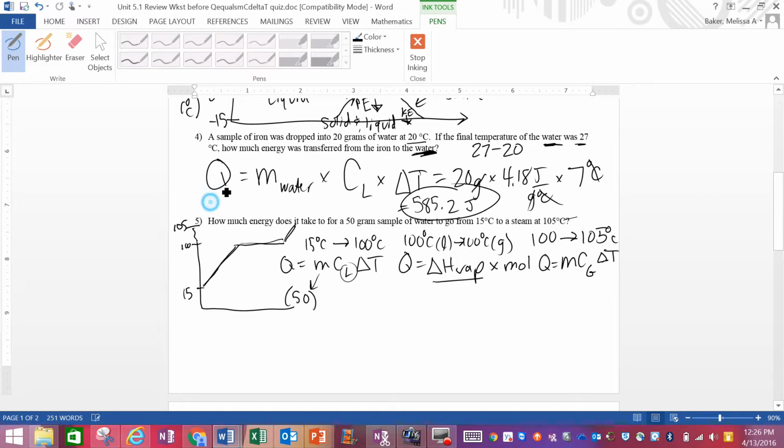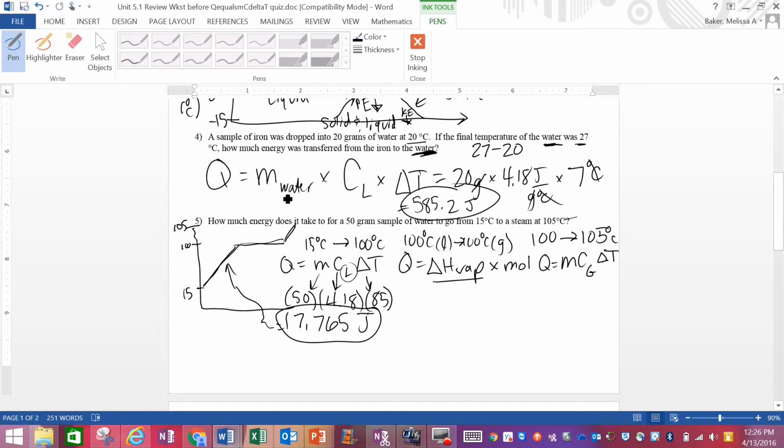Mass is 50, specific heat for water is 4.18, change in temperature from 15 to 100, 100 minus 15 is 85 degrees Celsius. So just to get up this first little slant right here, it is going to be 17,765 joules. 1/3 done.